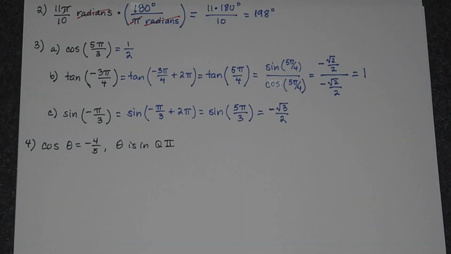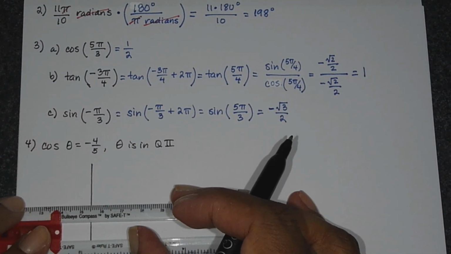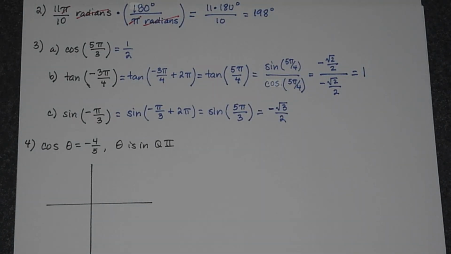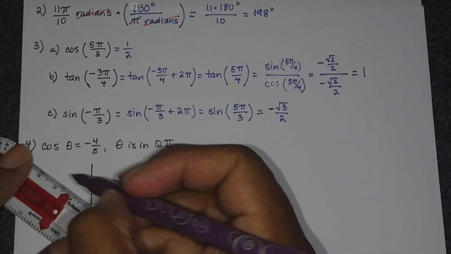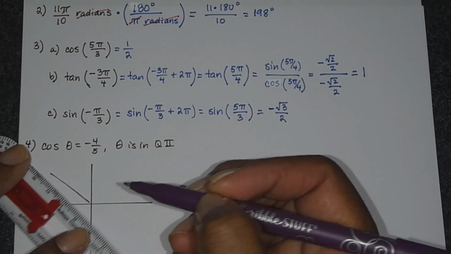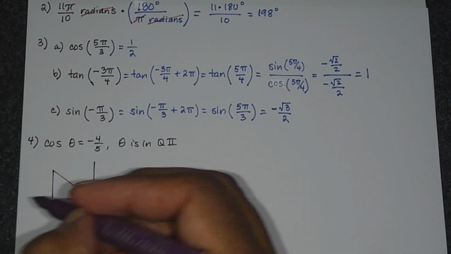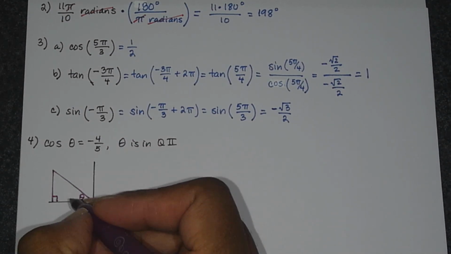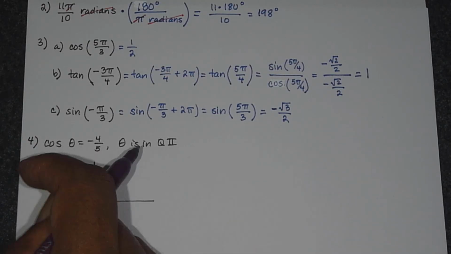So sometimes it does help to draw a picture of what that angle looks like. So I'm going to draw my coordinate plane. And the angle is in quadrant 2, so here's quadrant 2 right here. I'm going to go ahead and draw the hypotenuse here. And the angle is going to be perpendicular to my x-axis. So here's theta. Cosine is always going to be the adjacent side over the hypotenuse. Okay? Cosine is adjacent over hypotenuse.